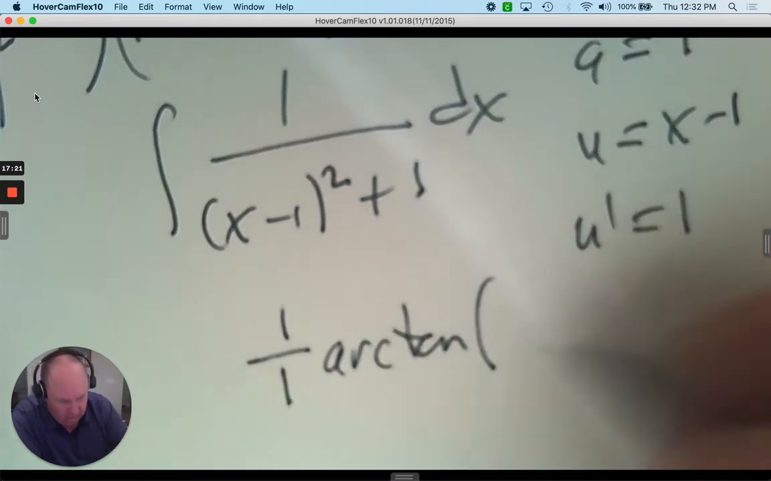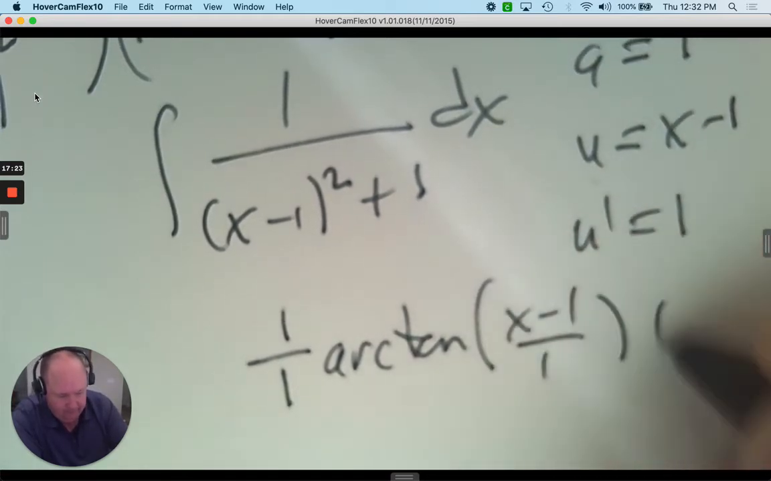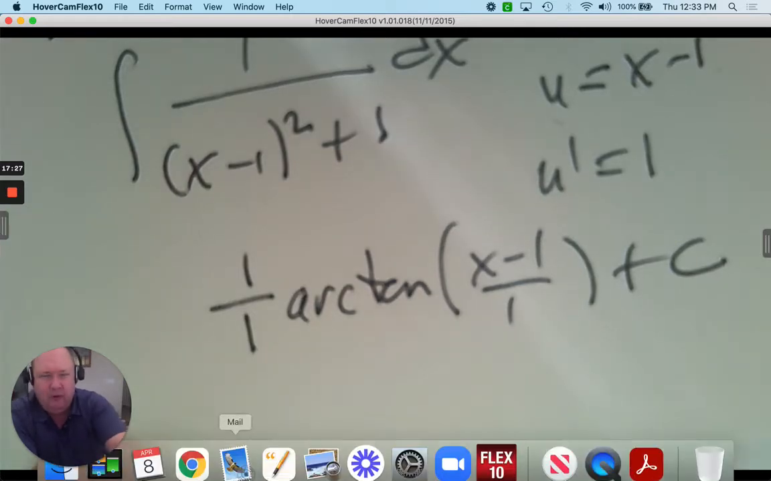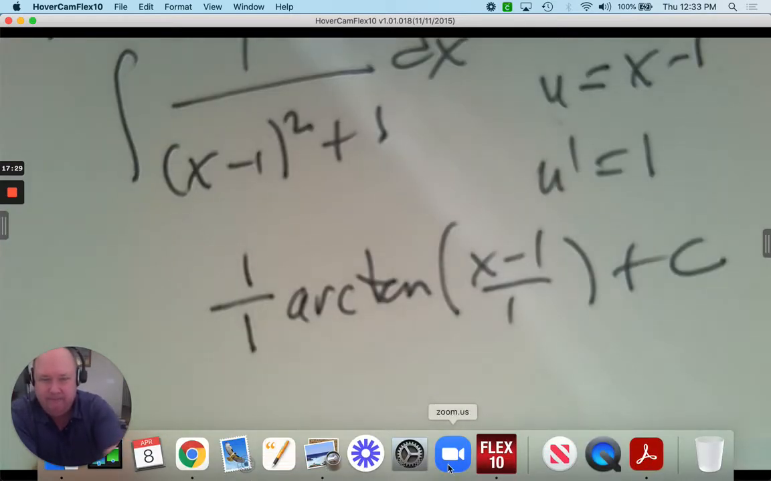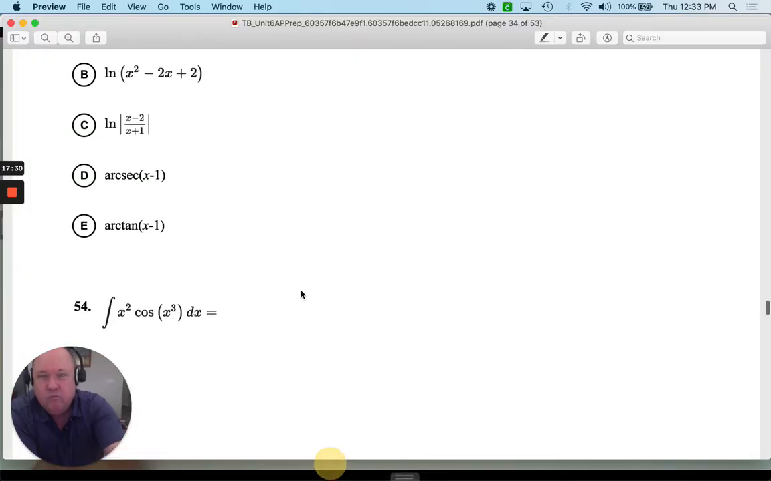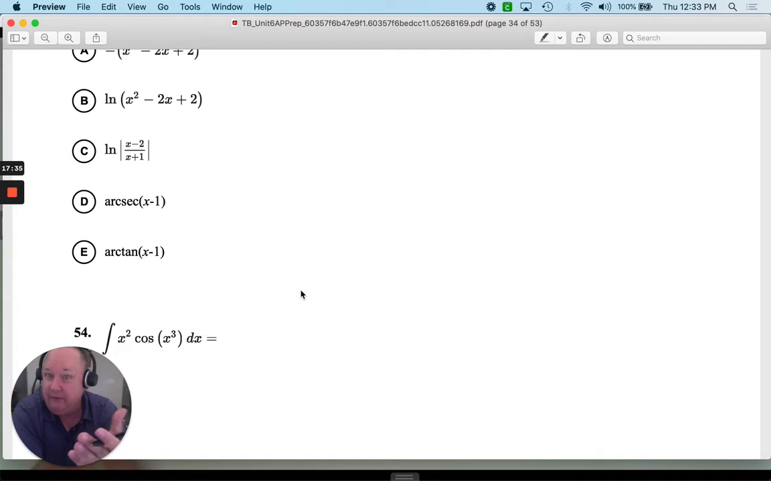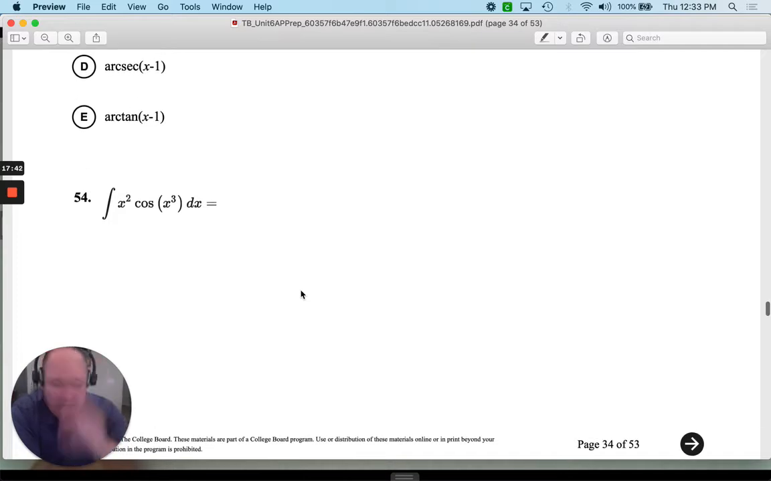Arctangent u over a, and then the constant. Done. So which one matches that? We already knew that. So notice it says an antiderivative, so it's just one of them. You don't need the plus c the way they worded the question. But you can see arctangent x minus 1. 54, try it, then I'll do it.